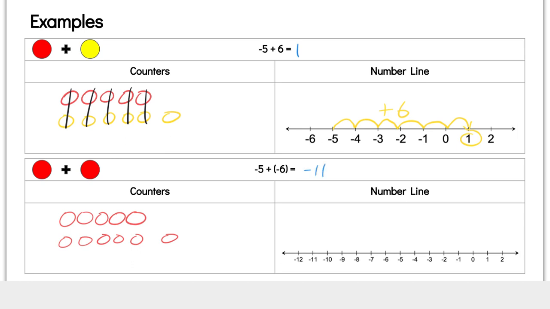And on a number line, we would start with -5, but we are adding negatives, so we go to the left. So we start at -5, and we go 1, 2, 3, 4, 5, 6 to the left. So that's -6, and we end up at -11.